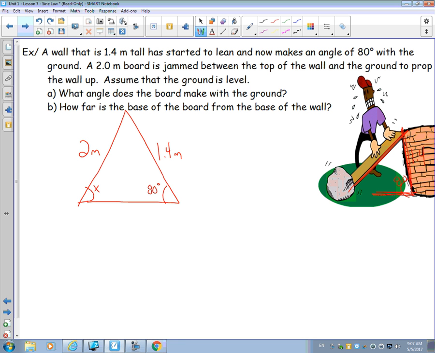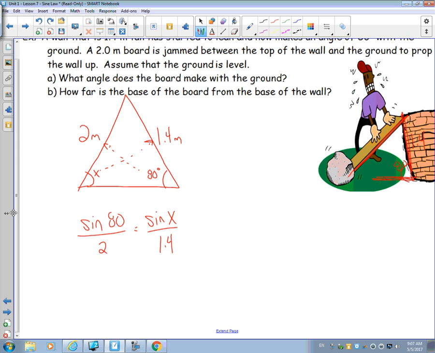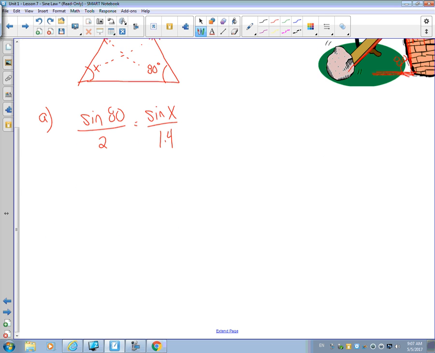I can, because I have two things that match up. I know that 80 is across from 2, so sine 80 goes with 2. And I know that x goes with 1.4, so the sine of x is 1.4. And I can solve this by cross multiplying. So let's do that. And this is going to be one of those kind of tricky ones, because I want to get x by itself.